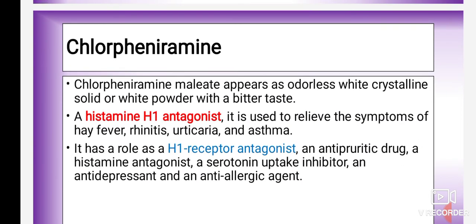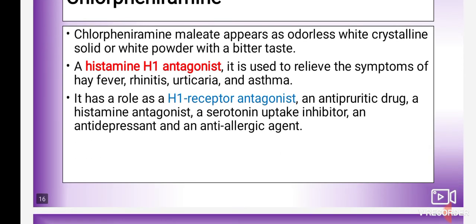Chlorpheniramine maleate appears as an odorless white crystalline solid or white powder with a bitter taste. The appearance is a white crystalline solid, the color is white, and it is available as a crystalline powder, white in color and bitter in taste.